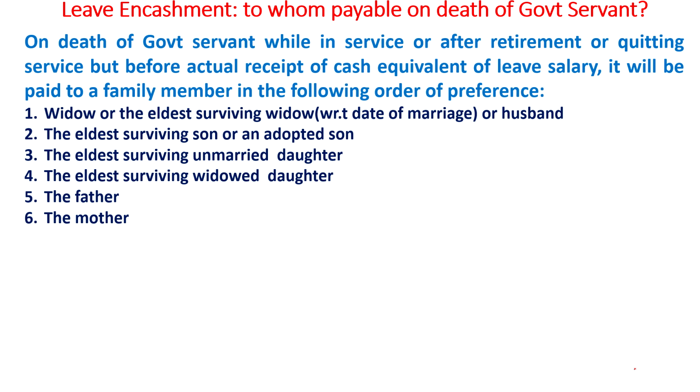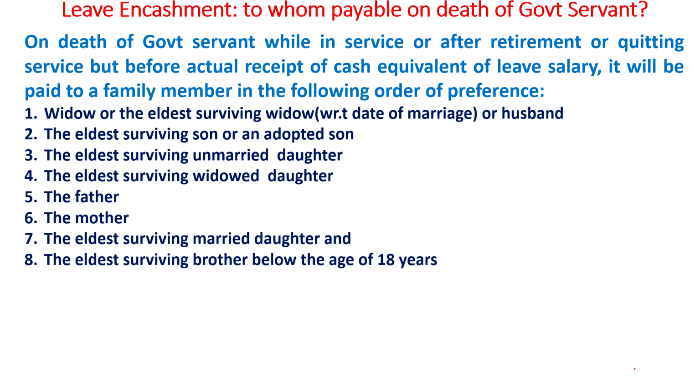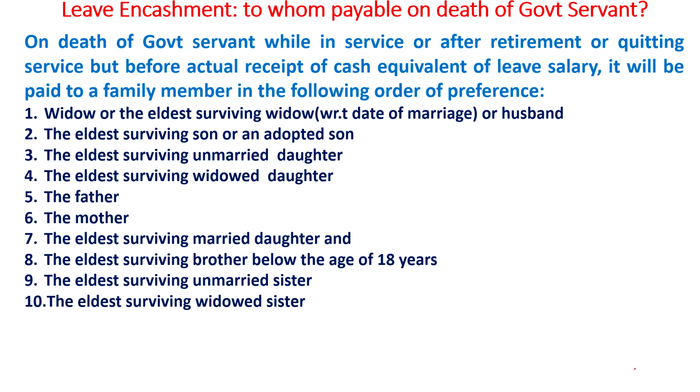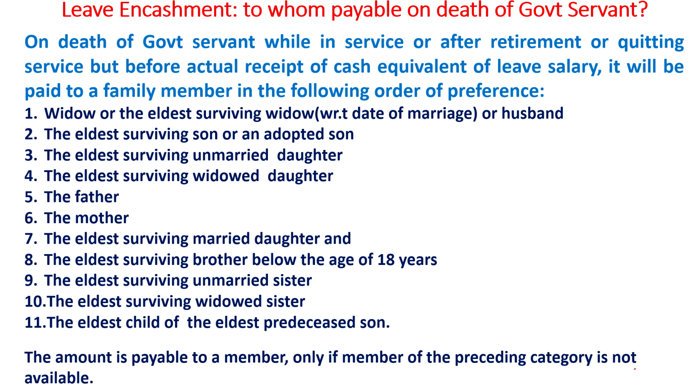If father and mother and all the 5 or 6 are not available, then it goes to the surviving married daughter. If all the 7 are not available, it goes to the surviving brother below the age of 18 years. If all the 8 are not available, then it goes to the unmarried sister. If all the 9 are unavailable, then it goes to the widowed sister. And if all the 10 are not available, it goes to the eldest preceding son. So the amount is payable to a member only if the member of the preceding category is not available. So this is the sequence order of preference.